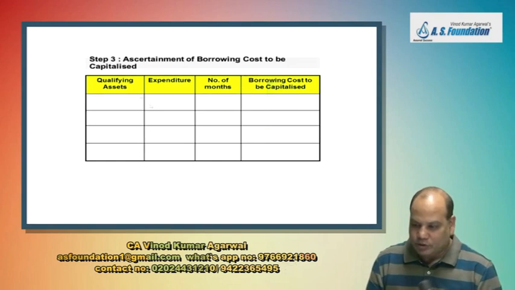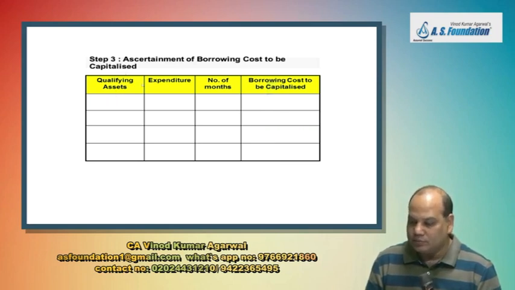Okay. Now write down step 3. Ascertainment of borrowing cost to be capitalized. Write neatly. In professional exams, you get marks for better presentation also.